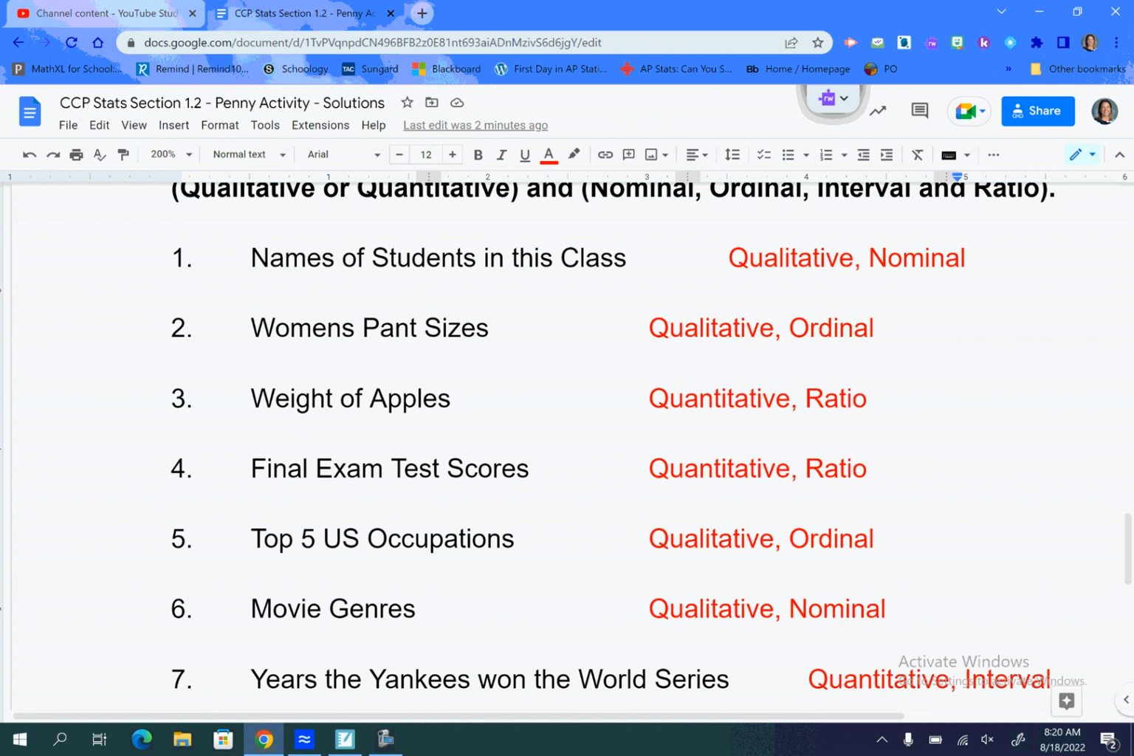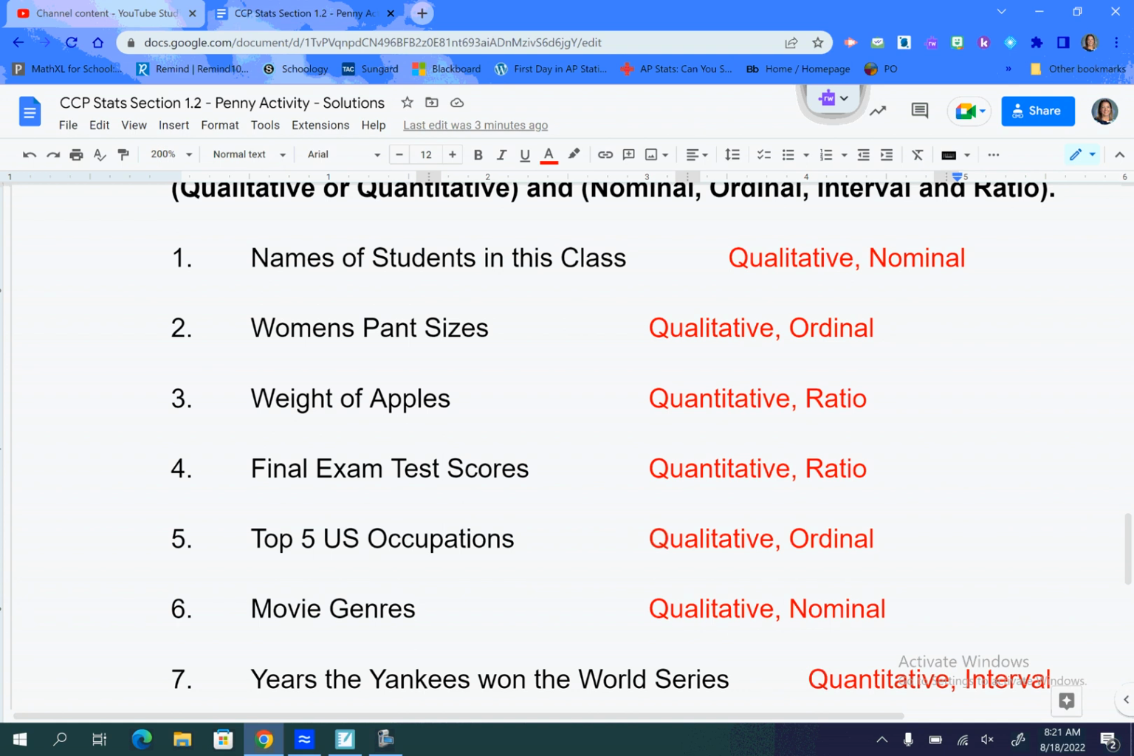Okay. I tried to pick examples on here that were kind of tricky ones, so we can talk about those little things. Weight of apples, so that's something we can measure. Ratio, 0 means doesn't weigh anything. Exam test scores, quantitative again, and something we can measure. 0 means you got nothing on the test, right? Top 5 occupations, so that's qualitative first, okay, so those are categories, but when we say top 5, it's something that we're ordering, so that's ordinal.